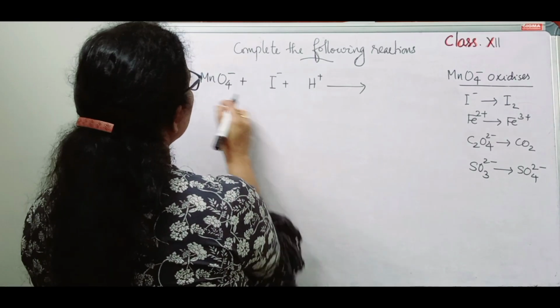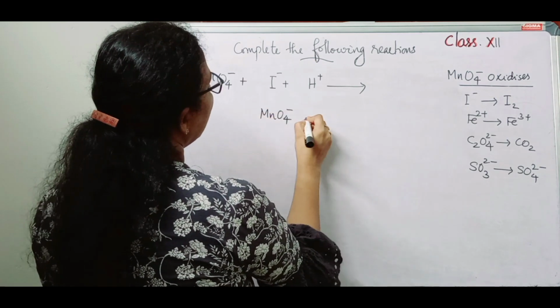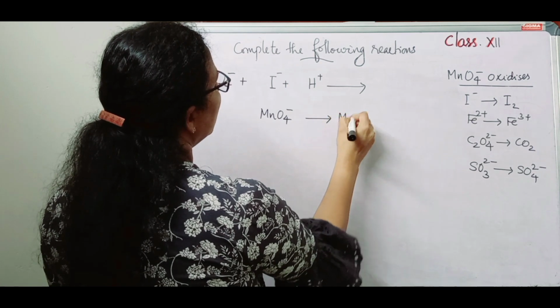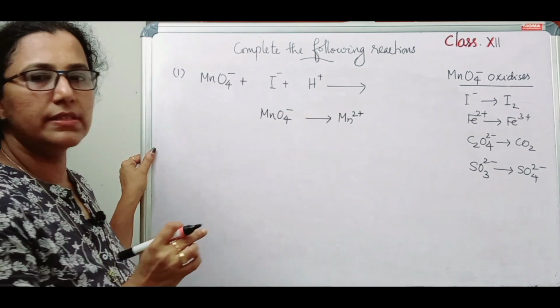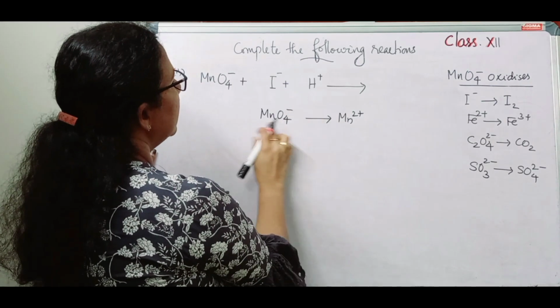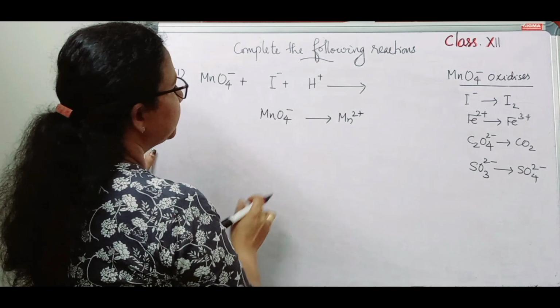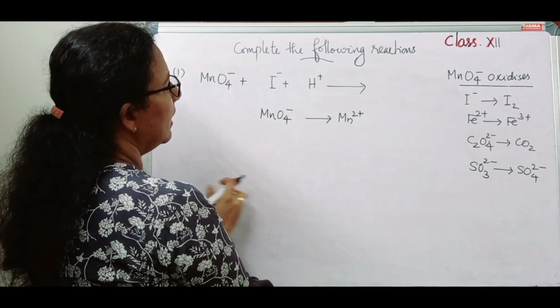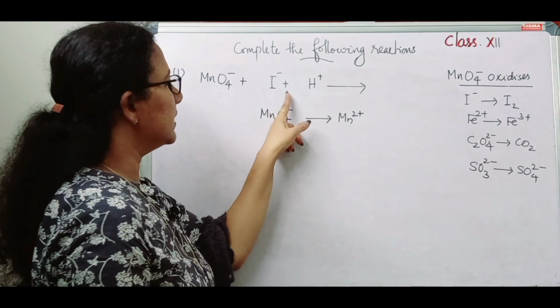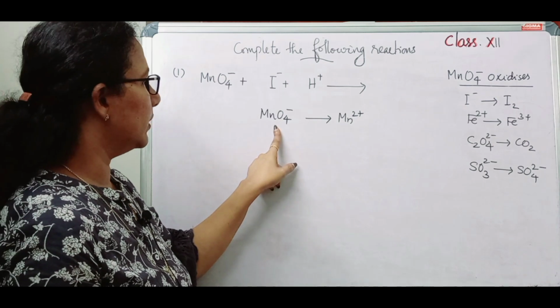For that, first we should write what happens to MnO4 minus. MnO4 minus changes to Mn2 plus in presence of acid. H plus means presence of acid is there. So in presence of acid, MnO4 minus changes to Mn2 plus. This we should know. Then balance this equation. This is actually the reduction half, the first half of this equation.